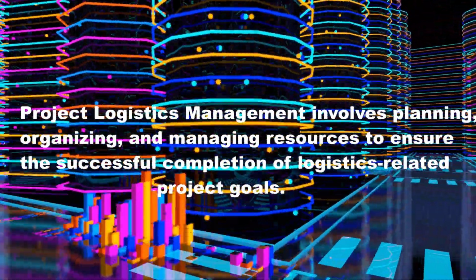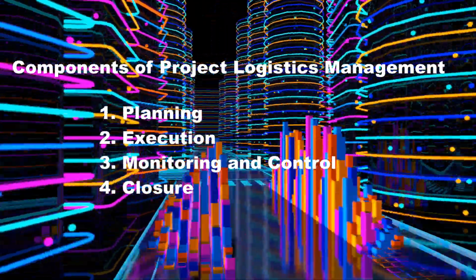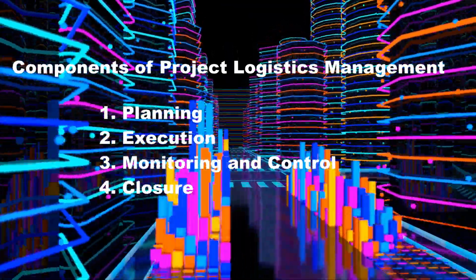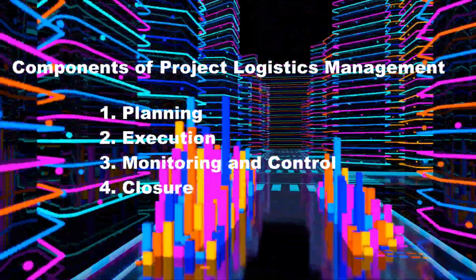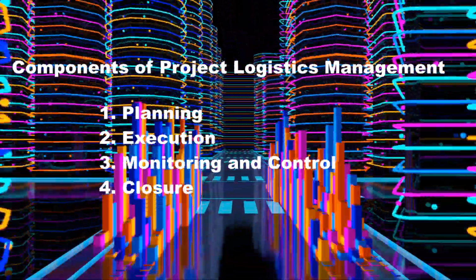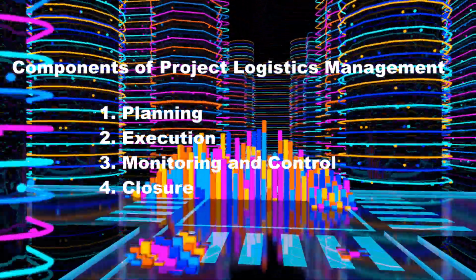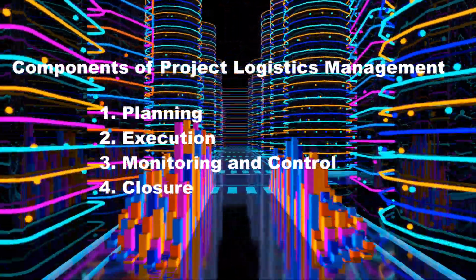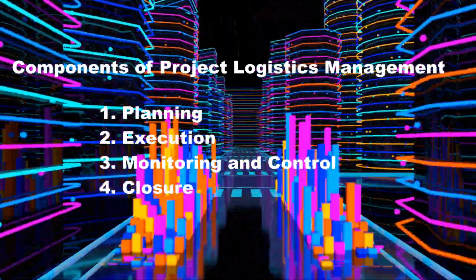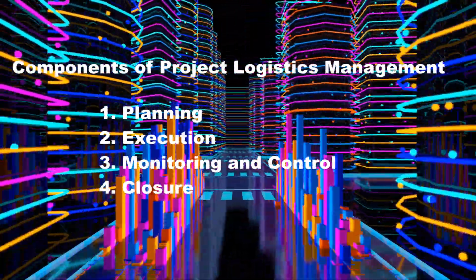Components of Project Logistics Management. 1. Planning: developing a detailed logistics plan that outlines the transportation, storage, and handling of materials and equipment. 2. Execution: coordinating the movement of goods, managing inventory, and ensuring timely delivery to project sites. 3. Monitoring and control: tracking logistics activities, managing risks, and making adjustments to keep the project on schedule and within budget. 4. Closure: finalizing logistics activities, ensuring all materials are delivered, and closing out logistics contracts.